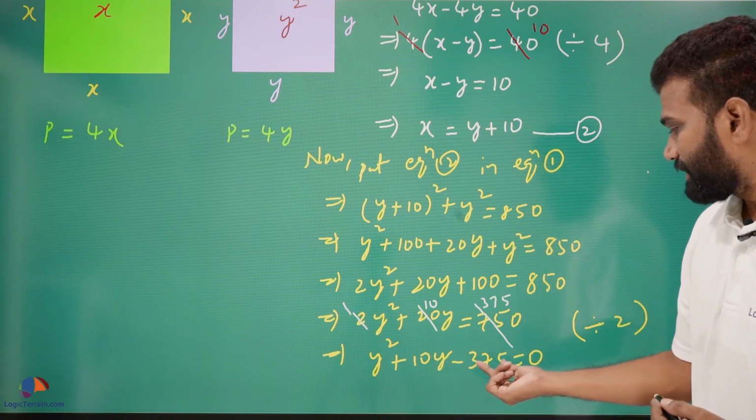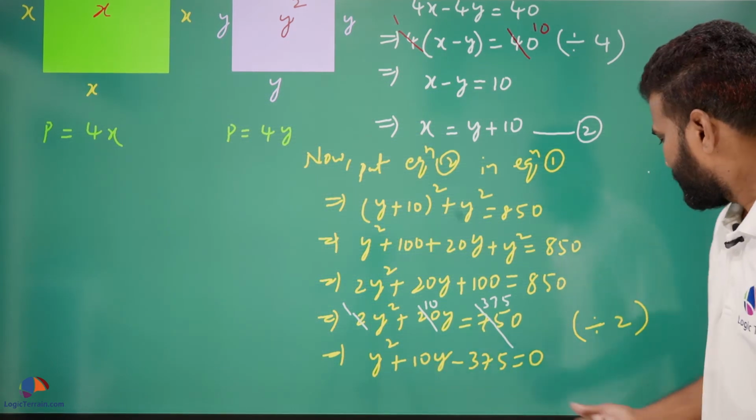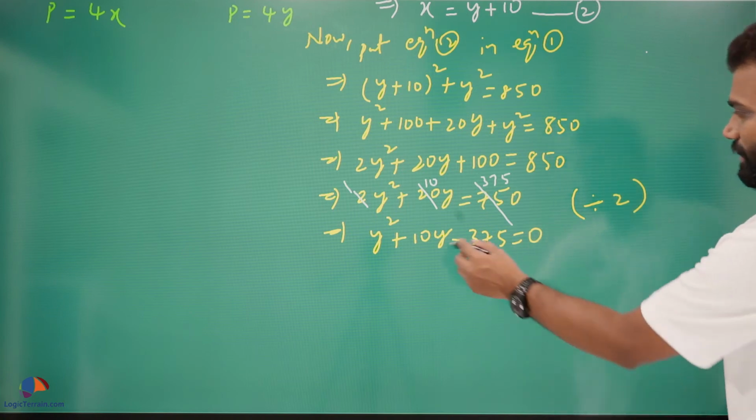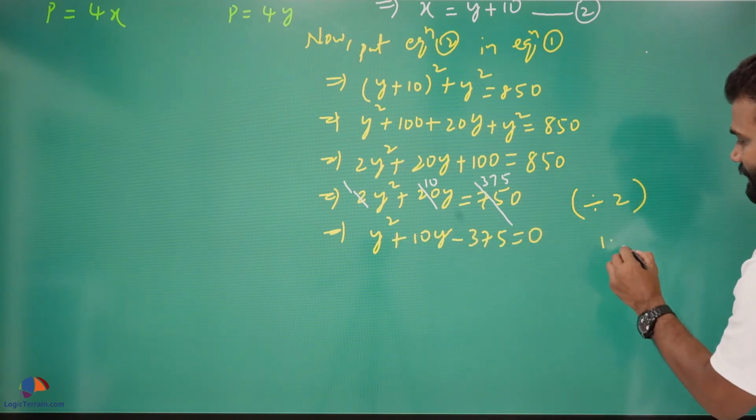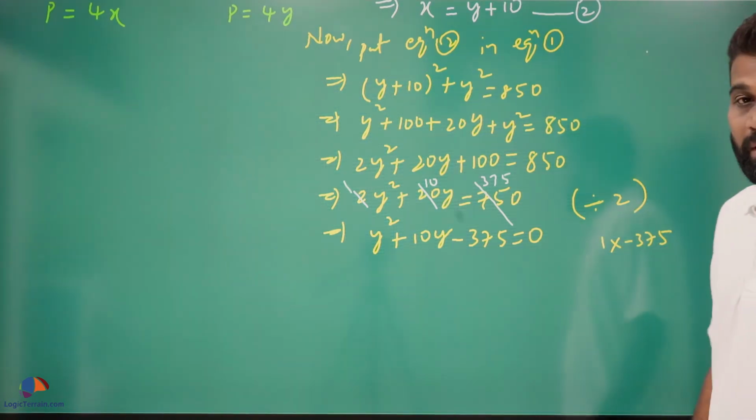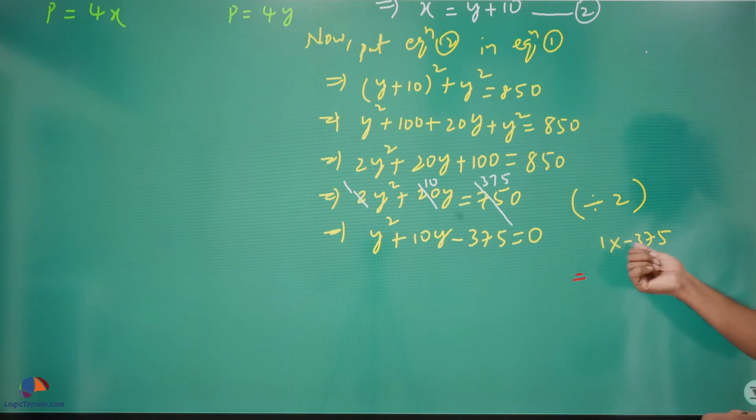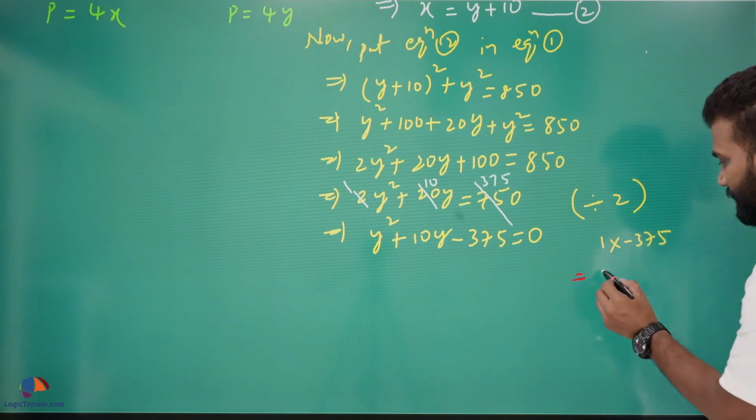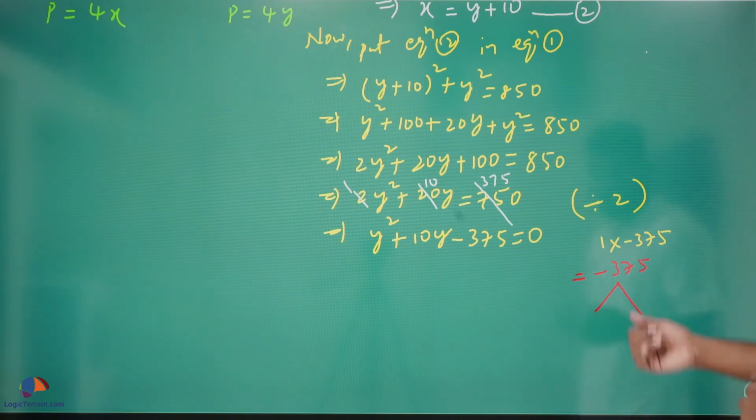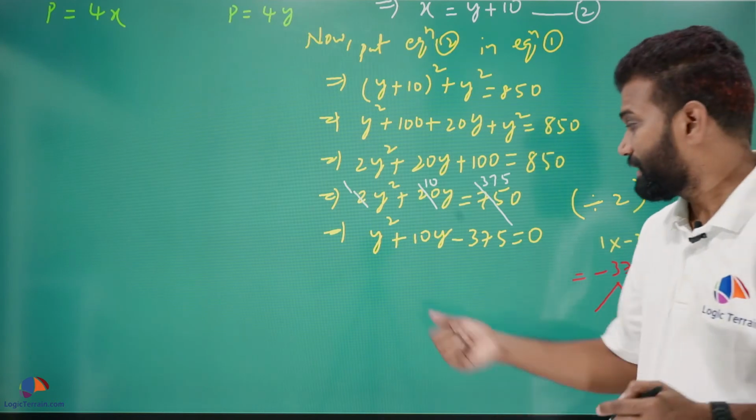So we'll solve by using splitting the middle term. Here 10y we will split as the product of, since the y square coefficient is 1 and the constant is negative 375. So 1 into negative 375 is negative 375. Now we'll split into two factors in such a way that the product is negative 375 and the sum is positive 10.